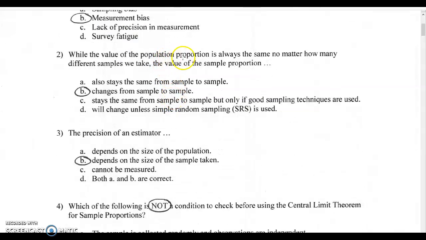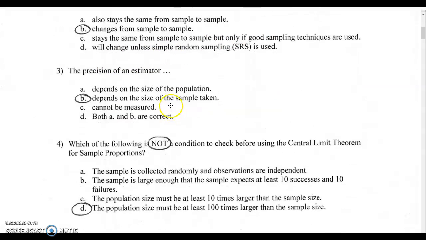While the value of the population proportion is always the same no matter how many different samples we take, the value of the sample proportion changes from sample to sample. Right? If you do a sample of 150 and you compute a p-hat, you're probably going to get a different p-hat on another sample of 150, etc. The precision of an estimator depends on the size of the sample taken. So remember, that comes into the formula for the standard error.